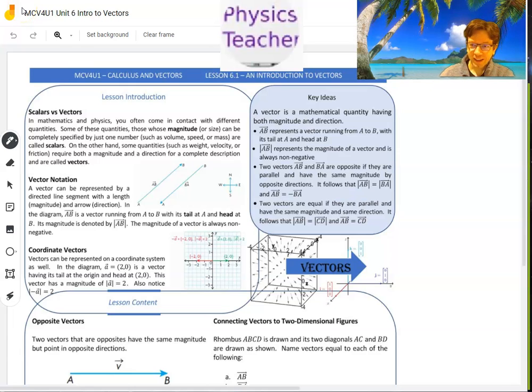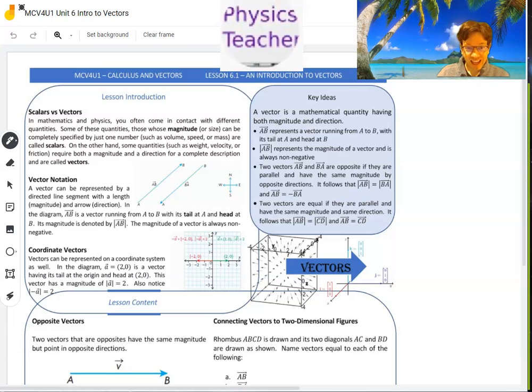Our first lesson for vectors is, well, appropriately titled An Introduction to Vectors. So in math and in physics, we usually look at two specific quantities a lot. One that you're used to, right? Such as, say, volume, liters or meters cubed. Mass, kilograms, pounds. Time, seconds.